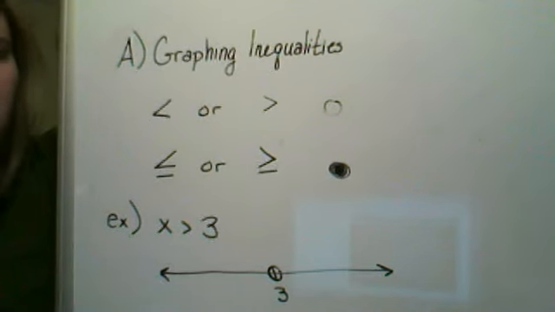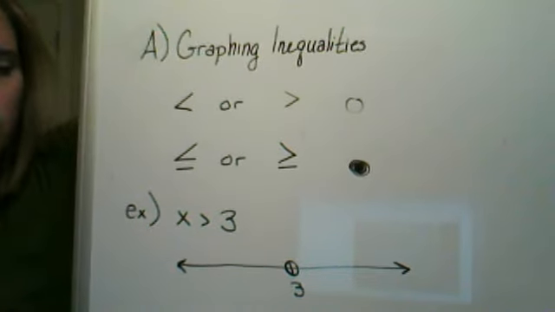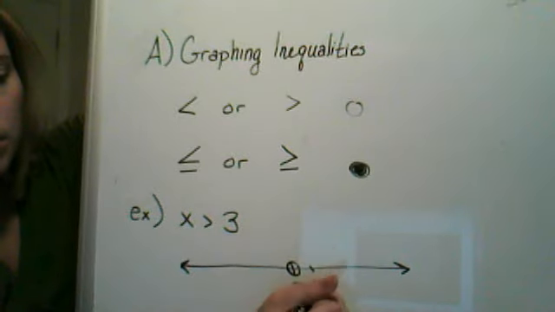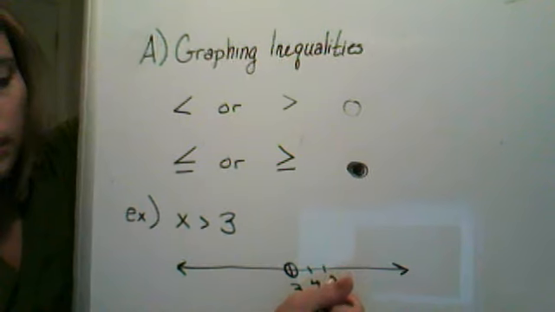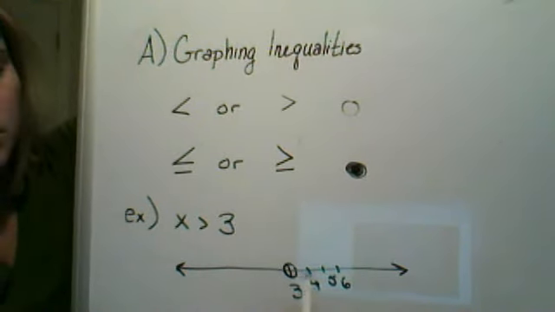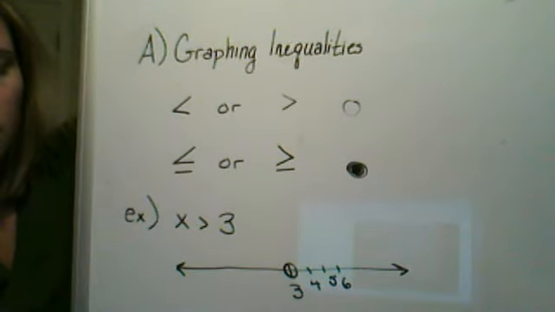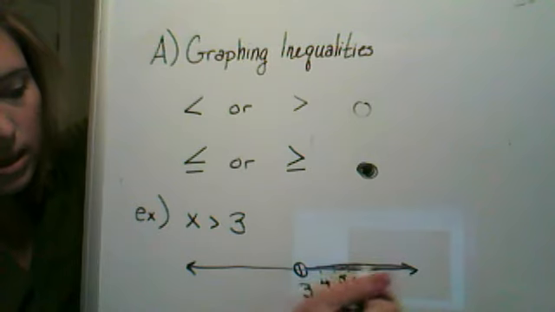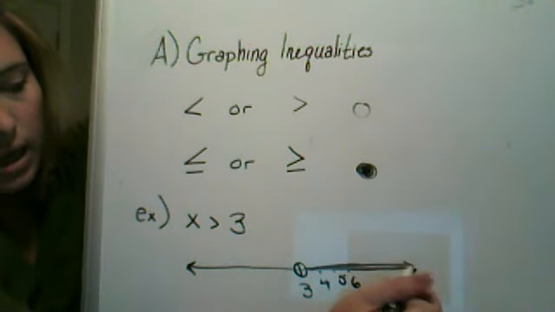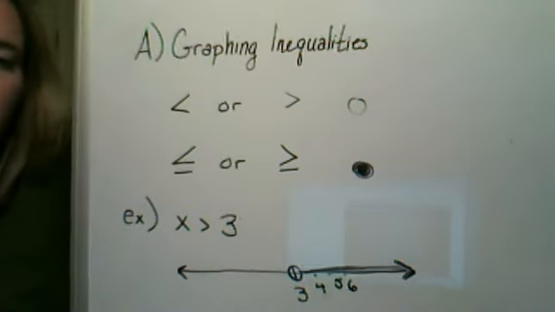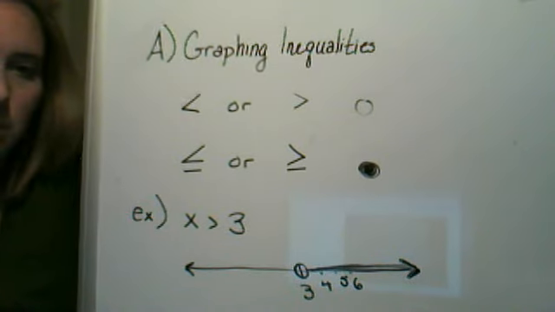Now I need to shade all of the values that will make x true. So for x to be greater than 3, I need to include numbers such as 4, 5, 6, and so on, continuing. And those numbers are on the right of that 3 on the number line. I'm going to shade everything to the right of 3. And I also want to include that arrow at the end because that tells me that my x can be any number all the way up to infinity.